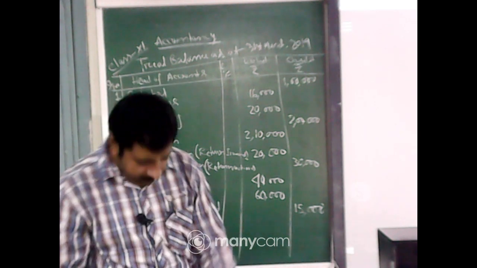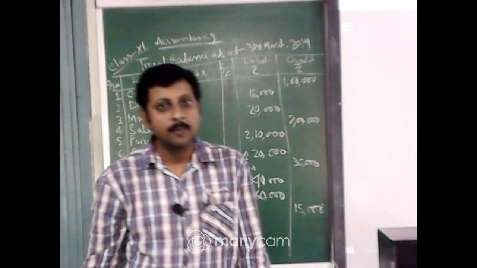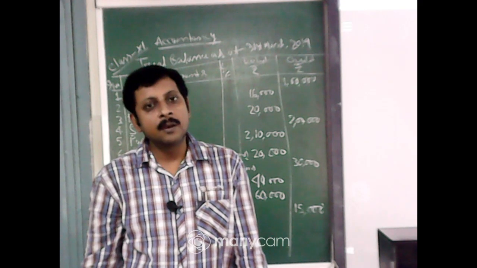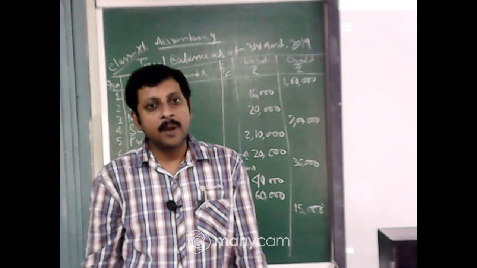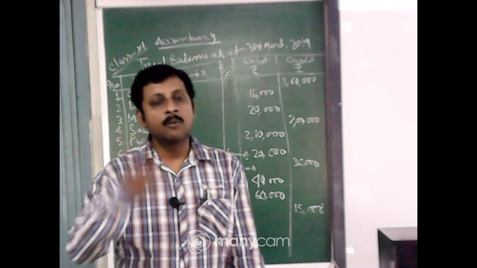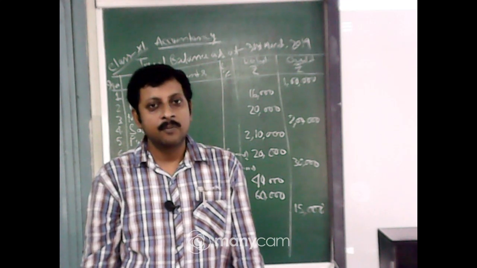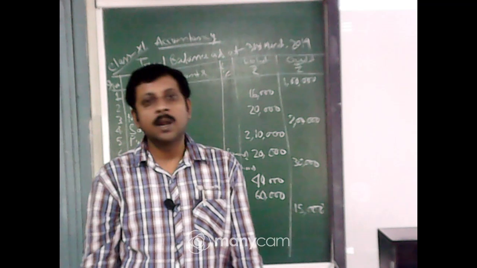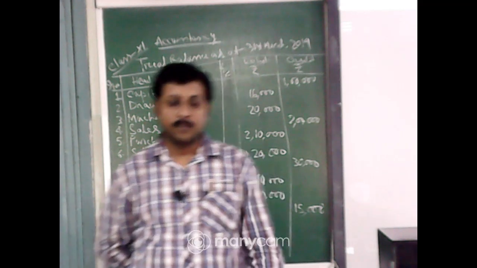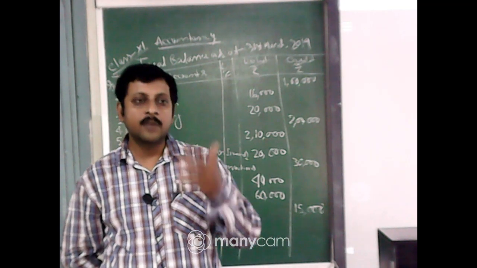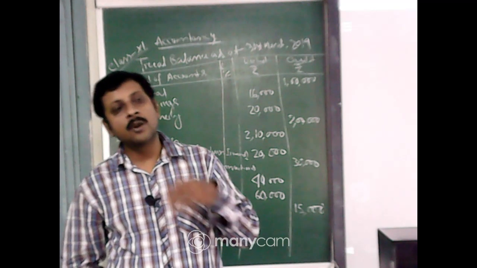What is discount allowed? Suppose you sell goods whose value is rupees 1 lakh. Now, if somebody purchases in cash, we'll give a cash discount of 10%. 10% of 1 lakh means 10,000. So you sell the goods at a price of 90,000, and the 10,000 is the discount. This discount is called discount allowed.